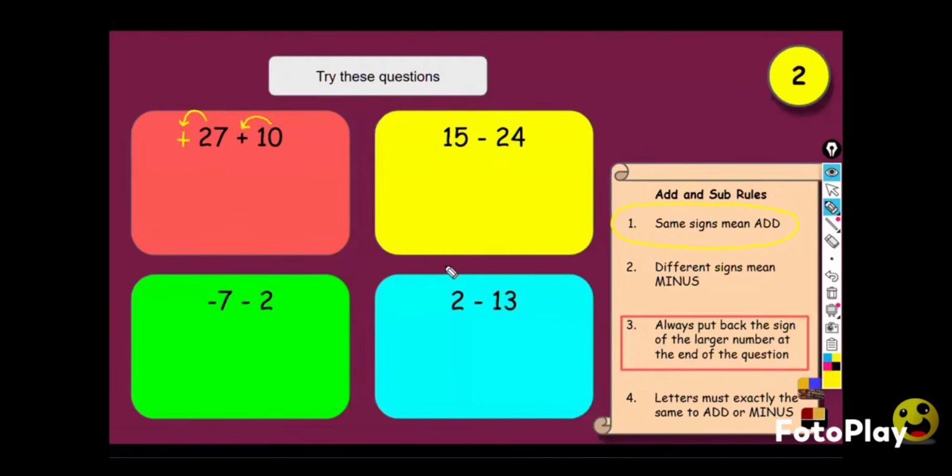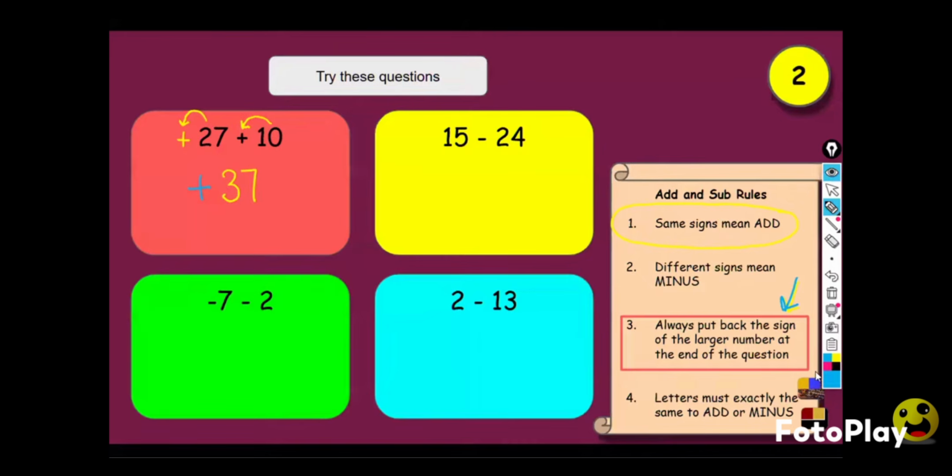Same signs mean add. So you're picturing 27 and 10 in your head. Just add them. Anybody could add 27 and 10. You'll get 37. And according to rule number 3, you always put back the sign of the larger value. Who's larger? 27 or 10? Last time I checked, 27 is bigger than 10. What sign does the 27 have? A positive. So the answer is positive 37.